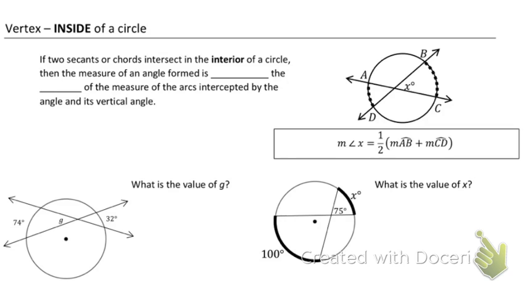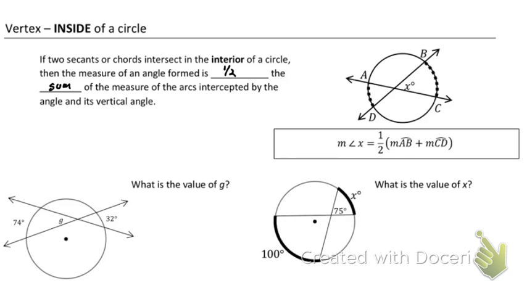So it's going to be half the sum. That's why in our bell work I had us add up those two arcs, and it came up to 150. 150 divided by 2 is 75. So that leads us to this little equation here.